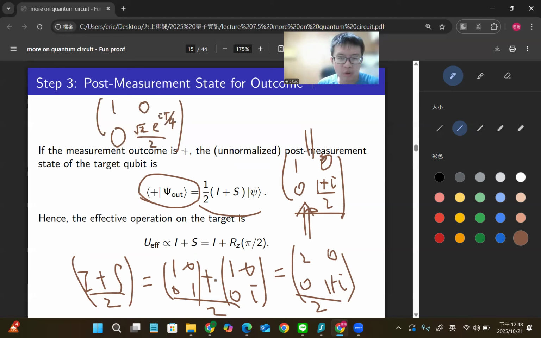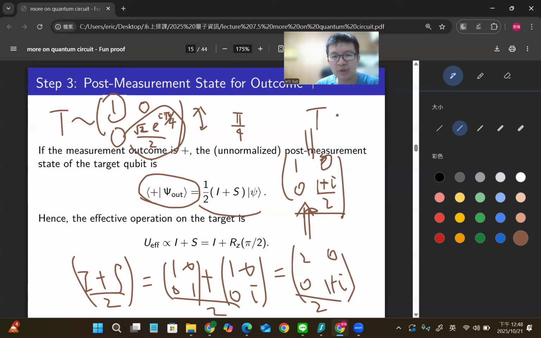Oh, so this is not unitary. We need to do a normalization, right? But you can just see the phase. Once you do a normalization, you can see the phase difference between this and this. So this is exponential i pi divided by 4, right? This is exponential i 0. So there's a relative phase, which is pi divided by 4. So this is exactly the T.